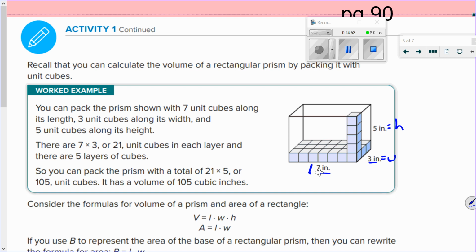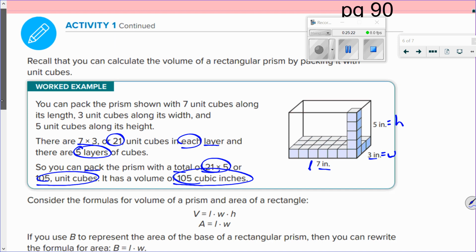105 unit cubes, right? There are 7 times 3 or 21 in each layer, and there are 5 layers. So I can pack the prism with a total of 21 by 5, or 105 cubic inches, or 105 unit cubes. Everybody good so far? You understand where all those numbers came from? Anybody not seeing it?